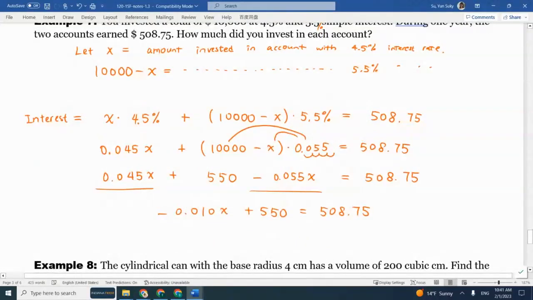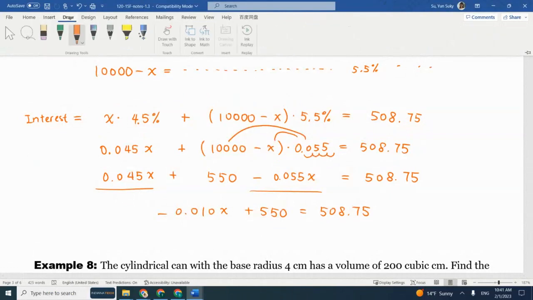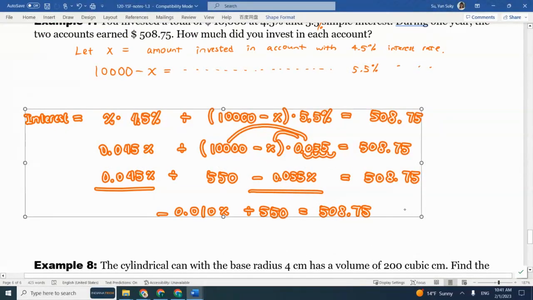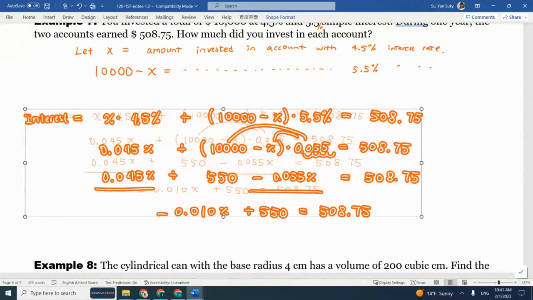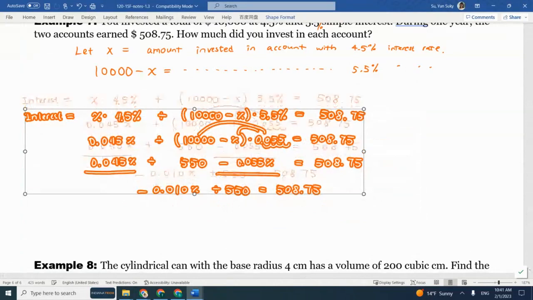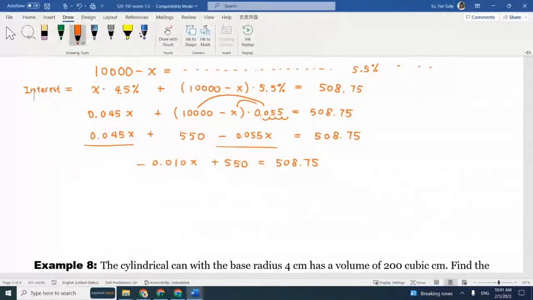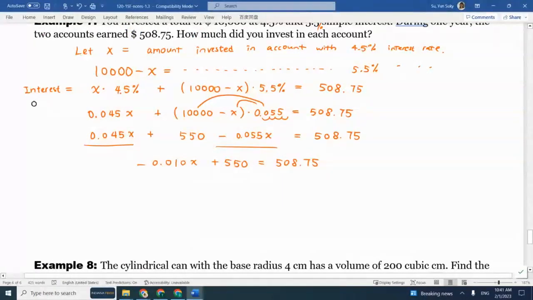Okay. Now, oh, I don't have enough space. Let me move this top a little bit. Okay. So this is the good thing about Word. I can shrink it and I can move it. Yes. Okay. And then we also moved 550. So we get negative 0.01x.